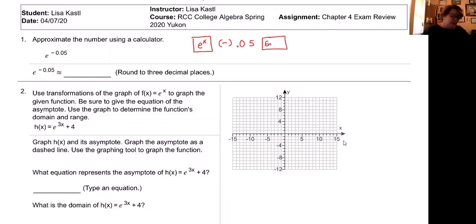and hit enter. And when I do this on my calculator, you can see that they're using the squiggly equal. That means you're going to approximate it. And they tell you to round it to 3 decimal places. And when I did this on my calculator, I get 0.951.